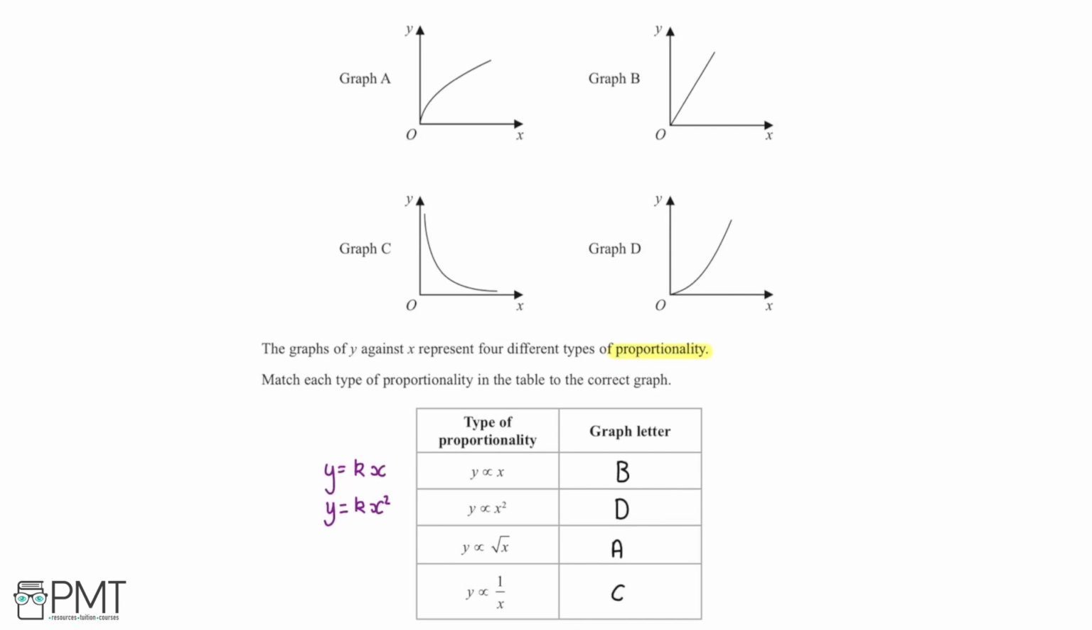So as for how the marks are awarded, we would get the first mark for getting 2 of the answers correct, and then the second mark would be for having all 4 of the answers correct here. And that brings us to the end of this question.